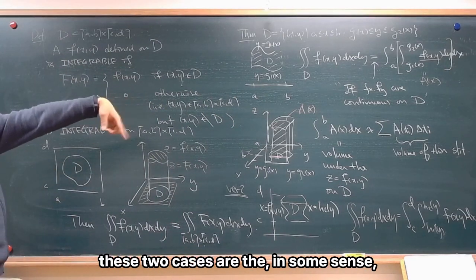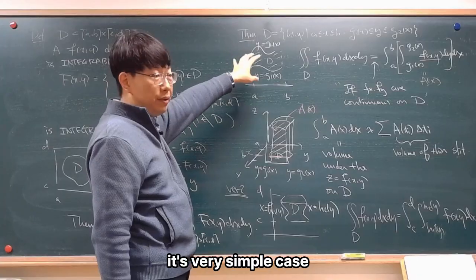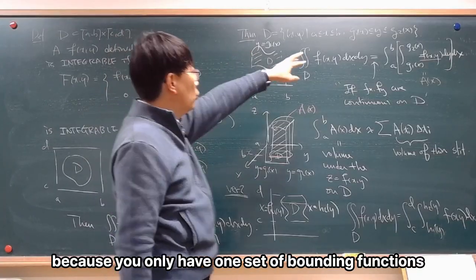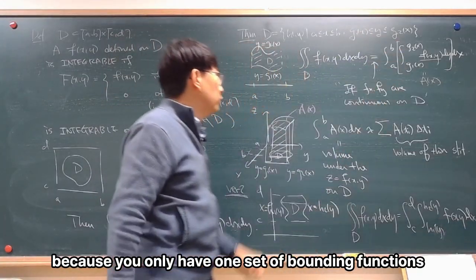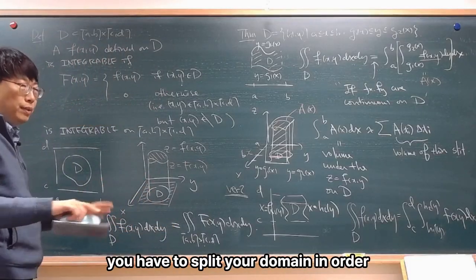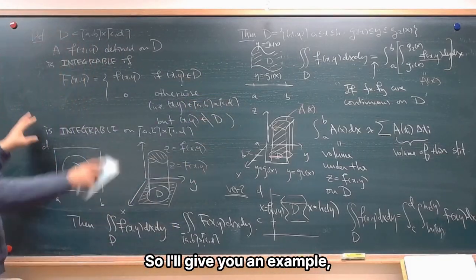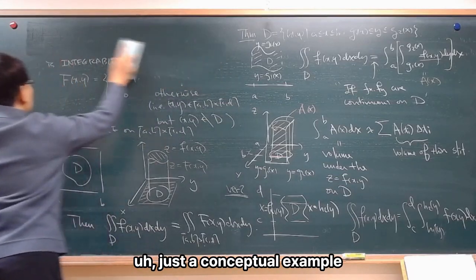So these two cases are, in some sense, very simple because you only have one set of bounding functions to define the entire domain. But in most cases, you have to split your domain in order to use one of these Fubini theorems. So I'll give you an example, just a conceptual example here.